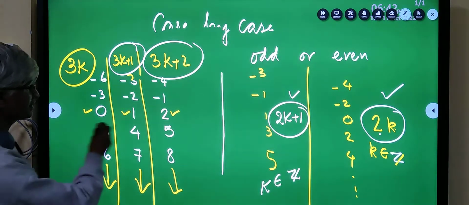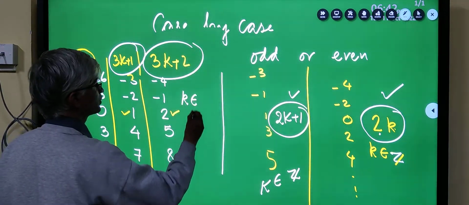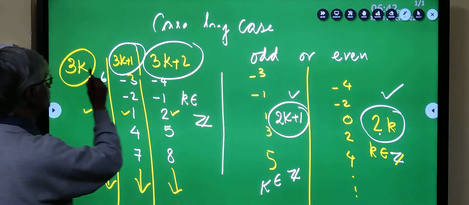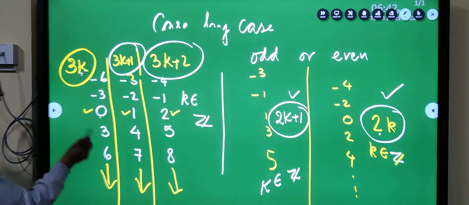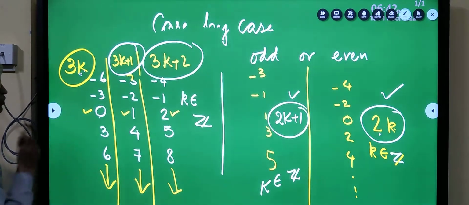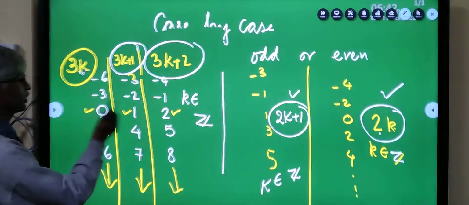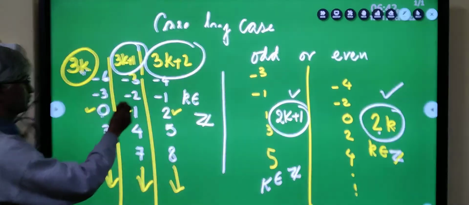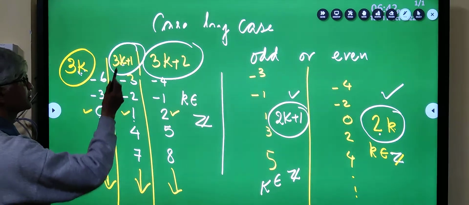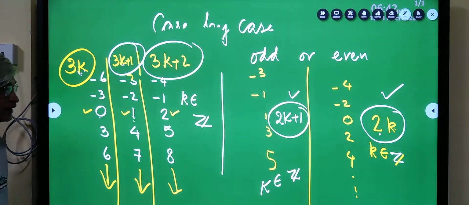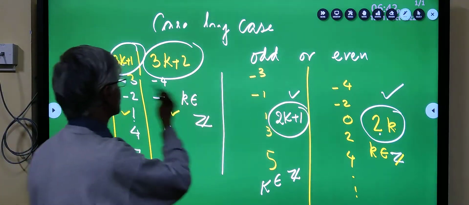Once again, I want you to remember that k belongs to the integers. So, for example, if I take k equal to 0, I get 0. When I take k equal to 1, I get 3. When I take k equal to 2, I get 6, and so on. Same thing for the next one. When I take k equal to 0, I get 1. When I take k equal to 1, I get 4, and so on. So, with that, there is nothing special about 2 or 3.